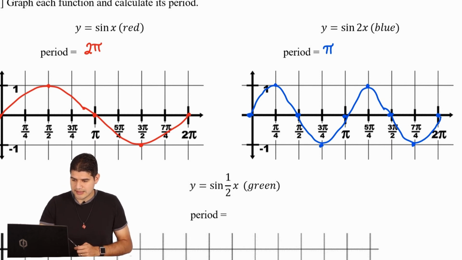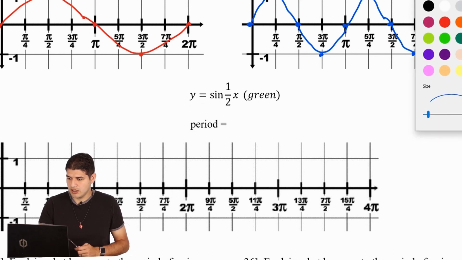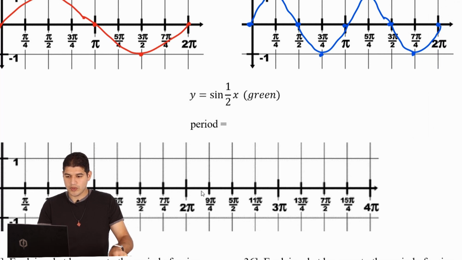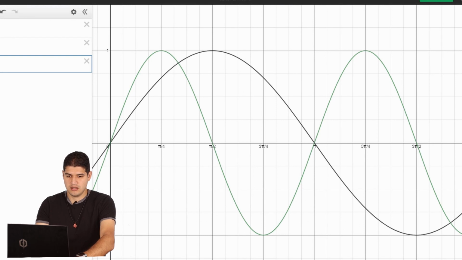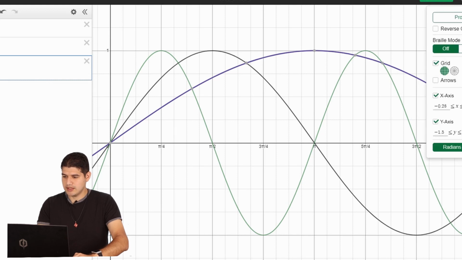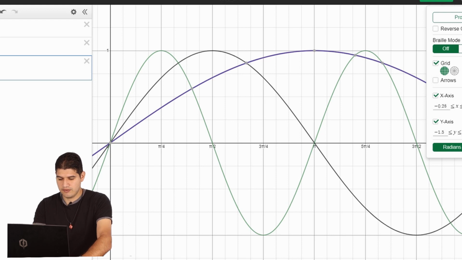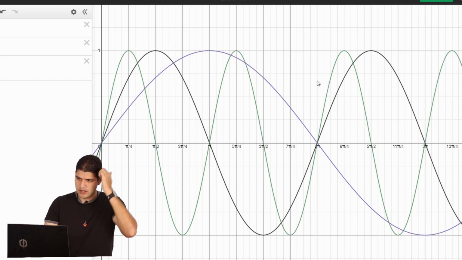We have our third example that we'll do in green. And let's put this over here. And we're going to take 1/2 of x. So sine of 1/2 x. And I need to actually expand this a little bit to go over to 4 pi. It's going to look a little bit messy, but we'll be okay.